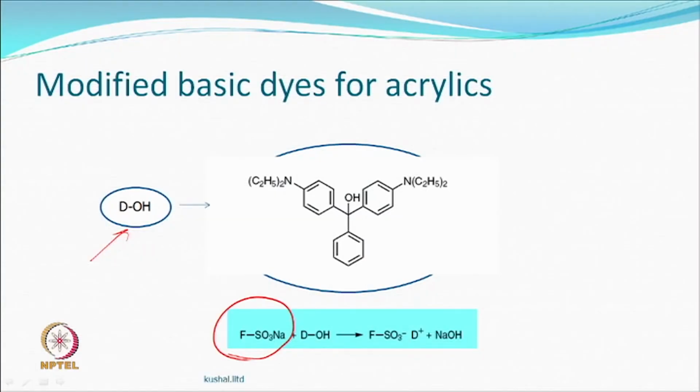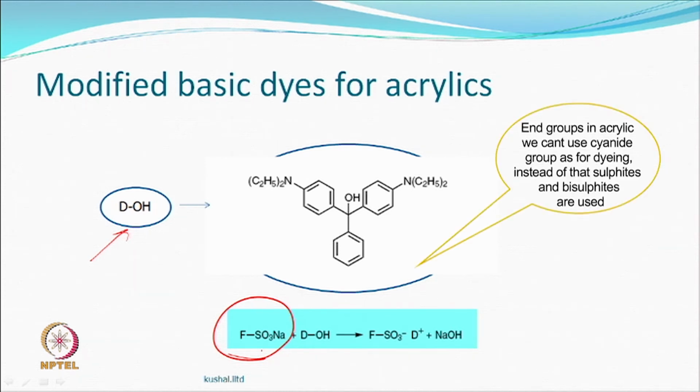So, if you want that, then you have to modify the dye in a manner that it is not ionic, but once it vaporizes, going from the paper to the fabric, there it can do this reaction, because you know this type of groups are available on acrylic fiber. From where do they come, these groups? Anybody else? Sir, the end groups in acrylics, we can't use cyanide group for dyeing. Instead of that, sulfides and bisulfides group.